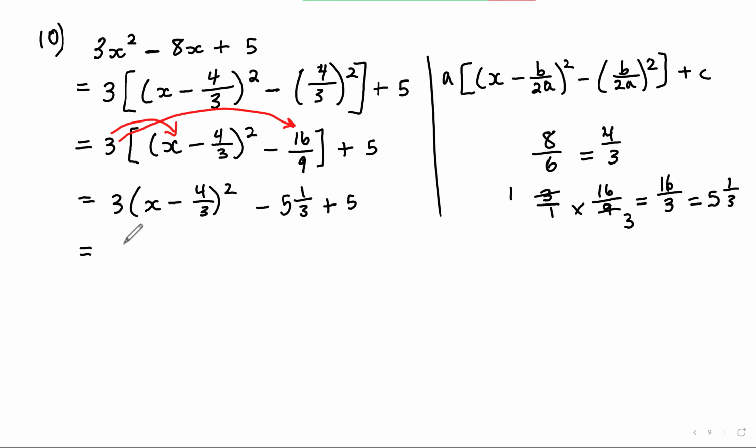All right. And now finally, we'll have 3 by x minus 4 over 3 squared. Do you know what minus 5 and 1/3 plus 5 will give me? Minus 1/3. And that's your answer there.